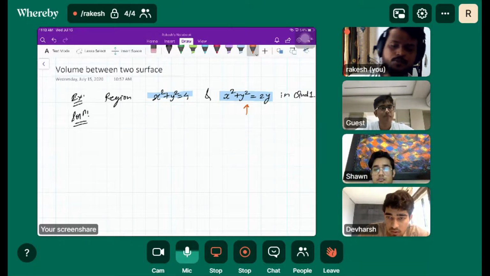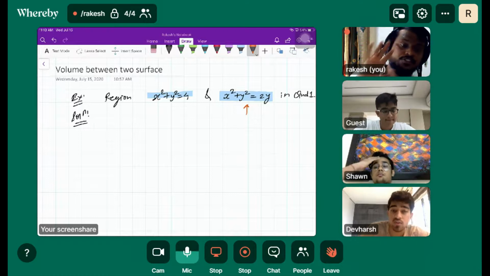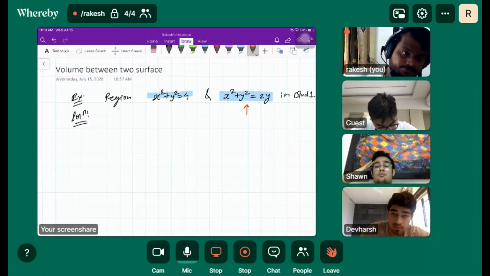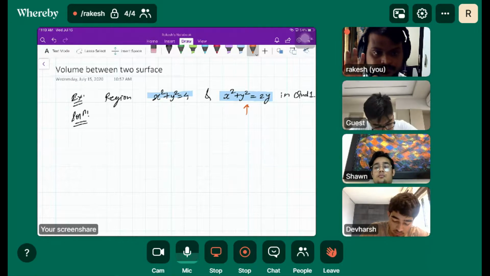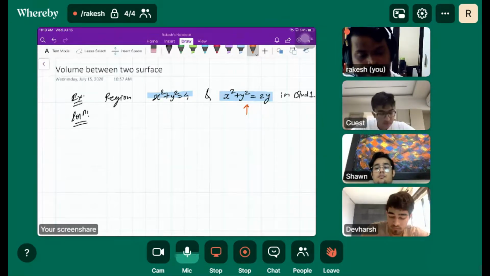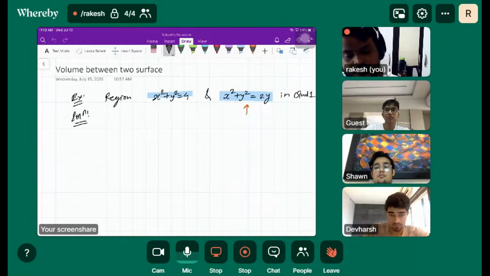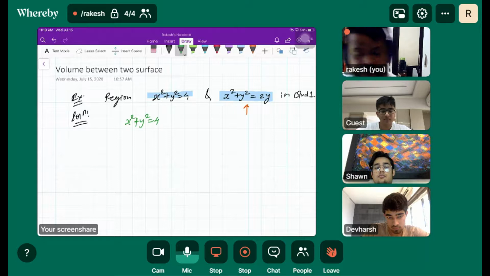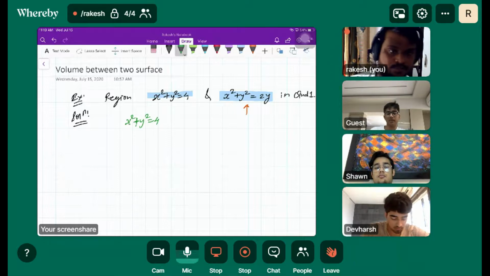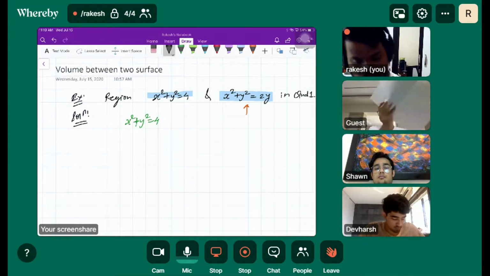No, see, first of all, we have to draw the region, right? So this first one, x square plus y square is equal to 4, is a circle whose radius is 2, center at 0, 0. Right? So let's draw that.